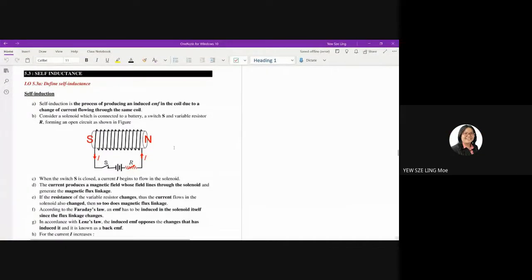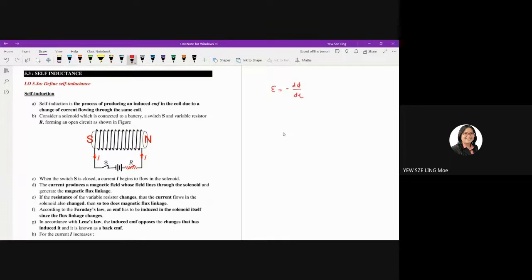Okay, so today we'll continue with 5.3, 5.4, and 5.5. 5.3 is self-induction. Before we look at self-induction, let's do a quick recall on what the induced EMF is. Induced EMF equals negative d flux over dt. So it means that whenever there is a change in magnetic flux, there will be an induced EMF, produced due to the change in flux.